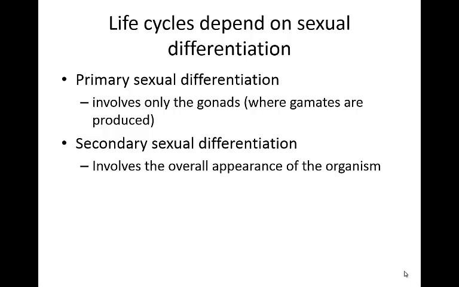Primary sexual differentiation involves only the gonads, which is the place where the gametes are produced. In this case, only the gonads are going to be different between the males and the females of the species. Secondary sexual differentiation involves the overall appearance of the organism, and so this will lead us to many of the characteristics that we see between the different species.